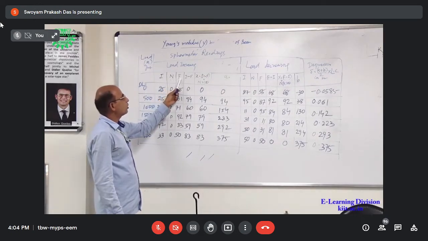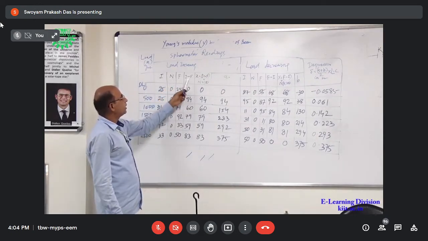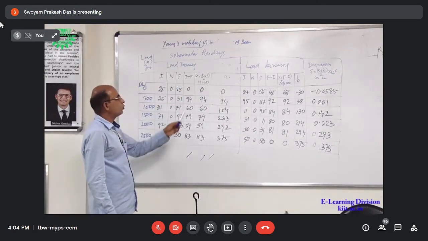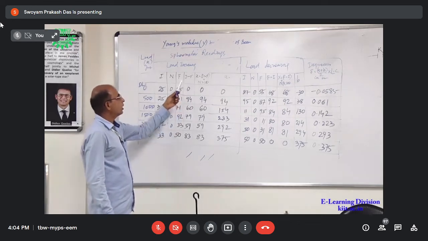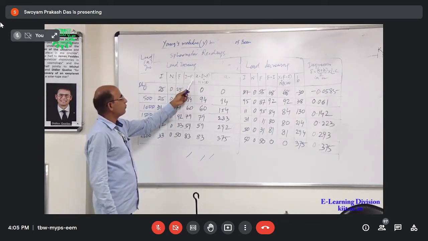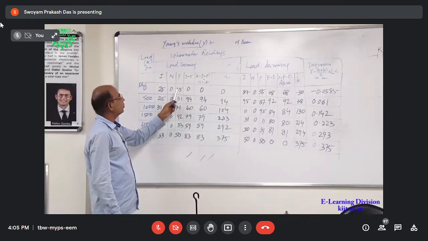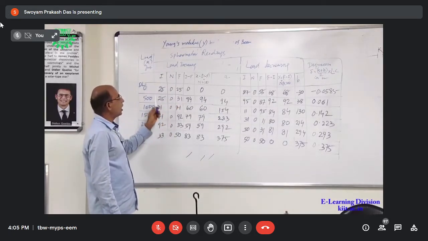This is the final circular scale reading. The next column is I minus F, the difference. Here it is I minus F, because the circular scale is rotated clockwise. That is why it is I minus F, so we will do subtraction. The F value will be subtracted from I.